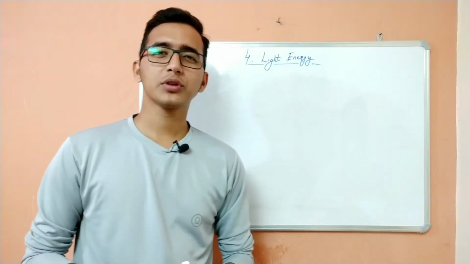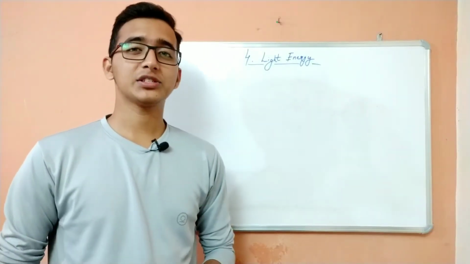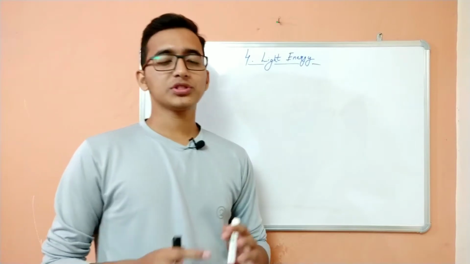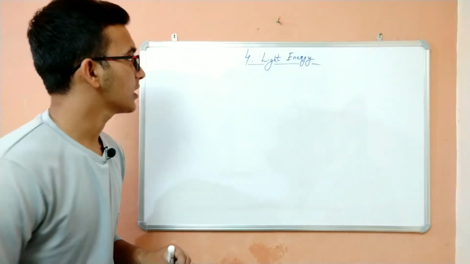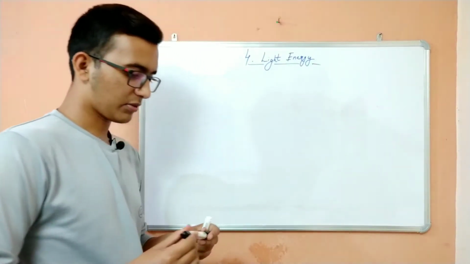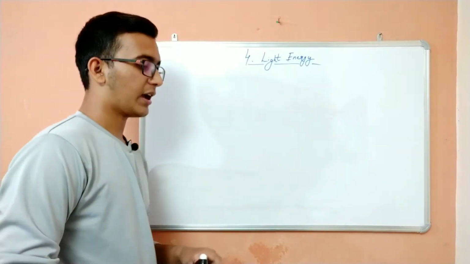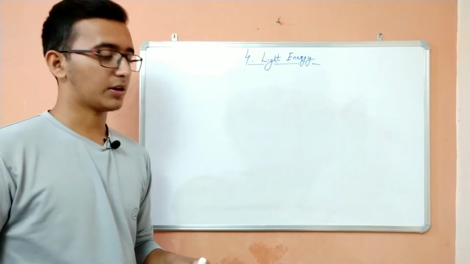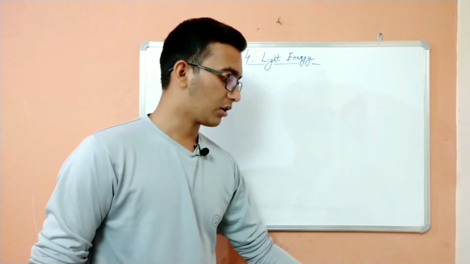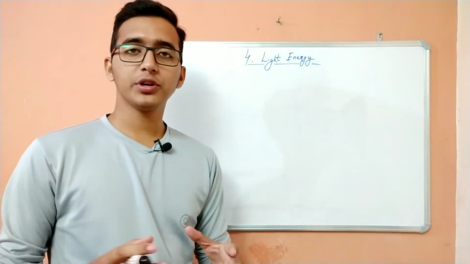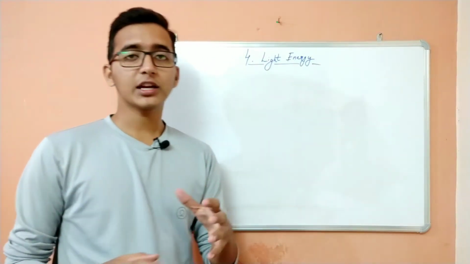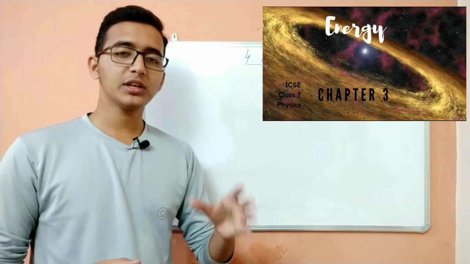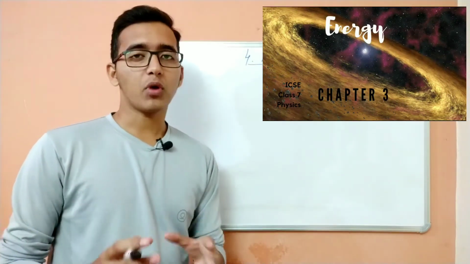Hello students, so today we are doing chapter 4 of light energy, class 7. This chapter is basically about what is light, what is reflection, and you will learn about reflection on a plane mirror and all of that. If you haven't watched the video on chapter 3, then you should go and watch that video.